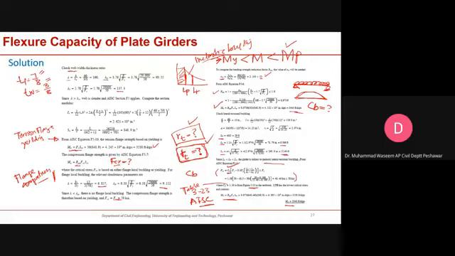So now you have this capacity, where is the capacity? This one, and this one. Whichever is the least will be the controlling one. So this is the least one, so this will be the flexure capacity of your plate girder.